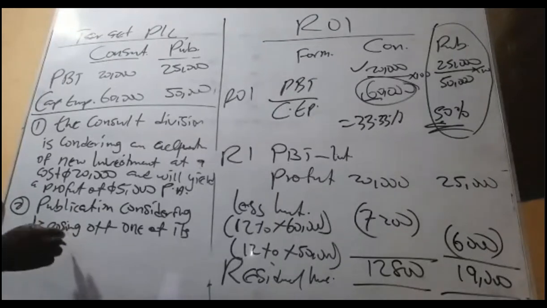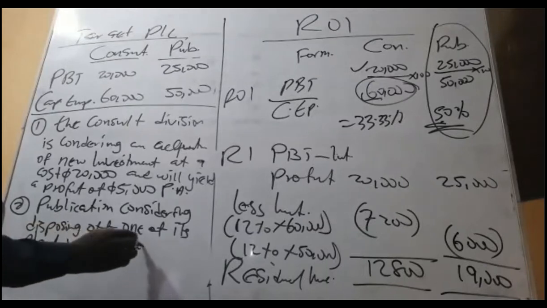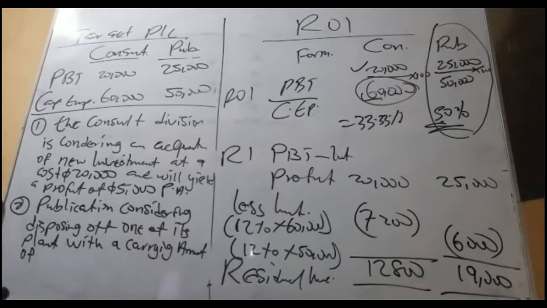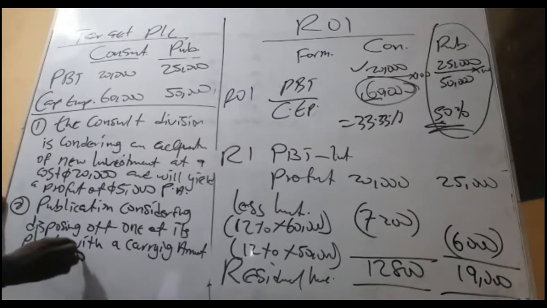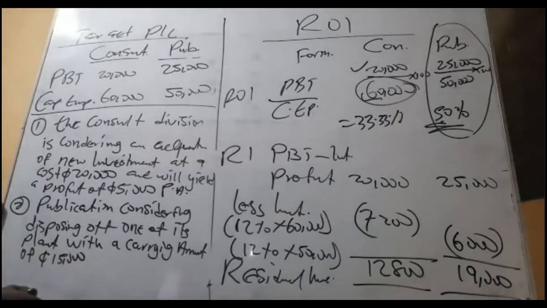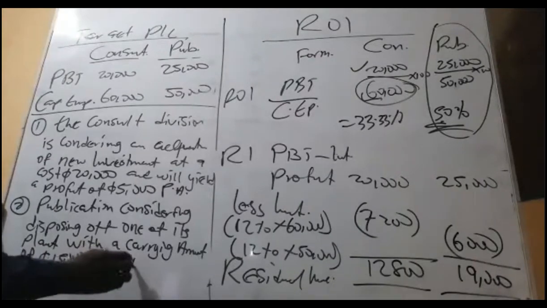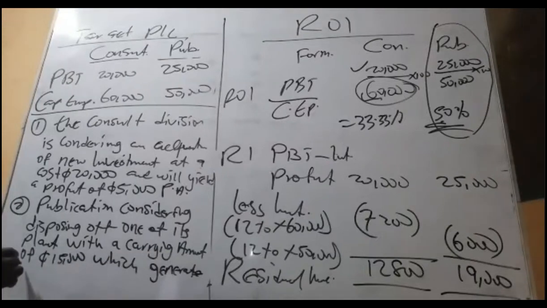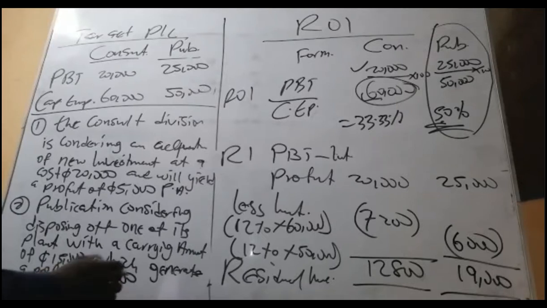a plant with a carrying amount of 15,000 cedis, which generates a profit of 2,500 per year. Full stop.